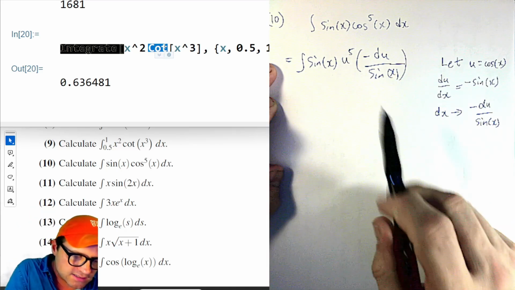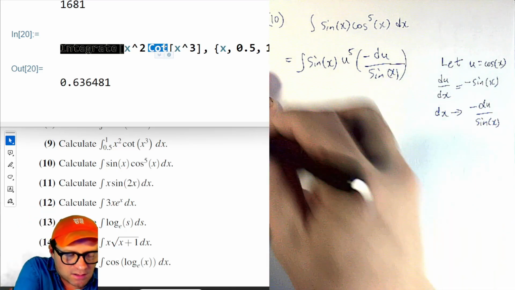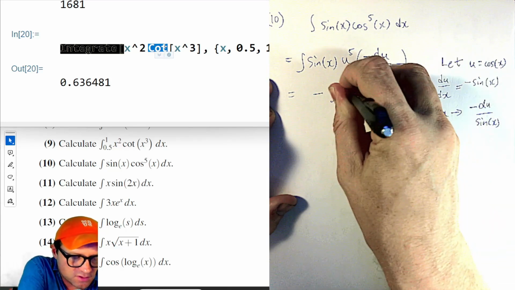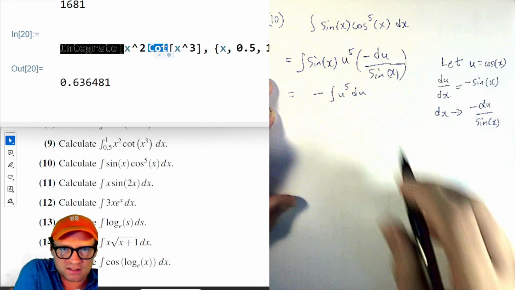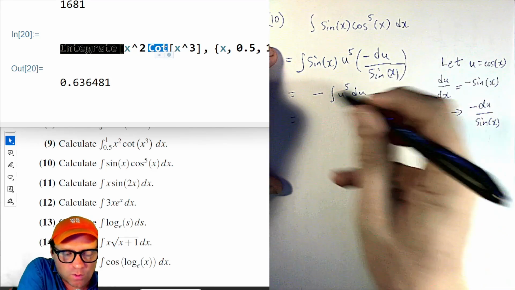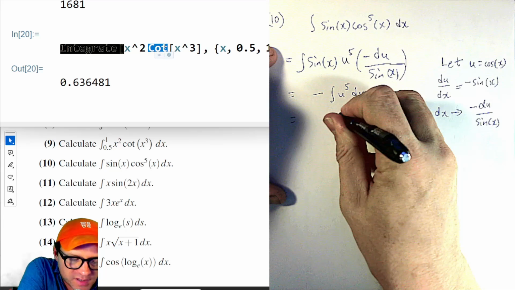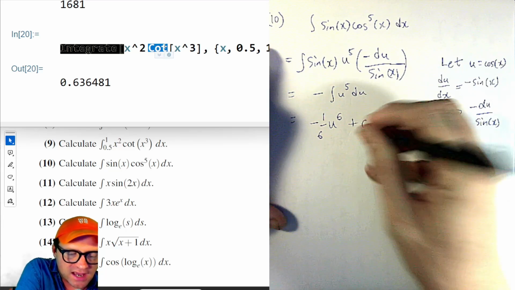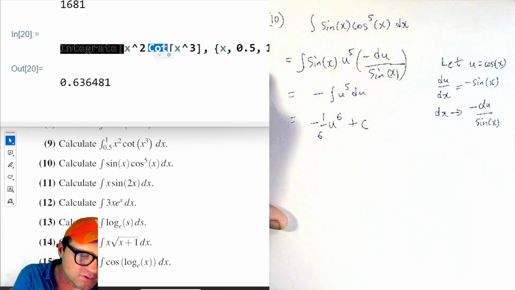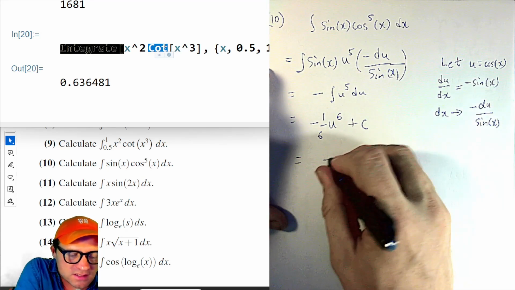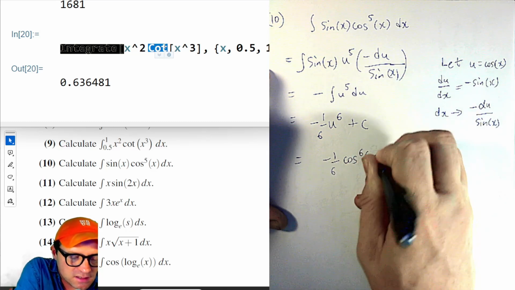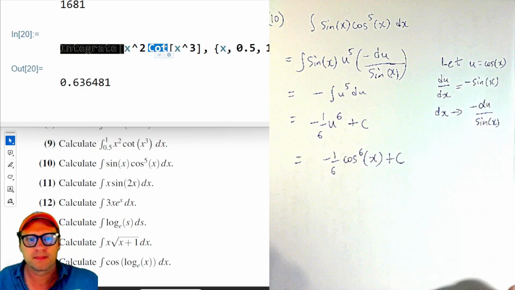Okay, and so let's simplify this. We can see that we can cancel the signs. So minus integral of u to the 5th with respect to u. So now we add 1 to our exponent. We get u to the power of 6. We divide by our new exponent, 6, and we add c. Now u is cos. So we have minus 1/6 cos to the power of 6 x plus c.